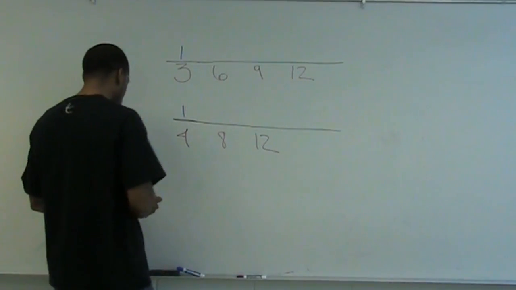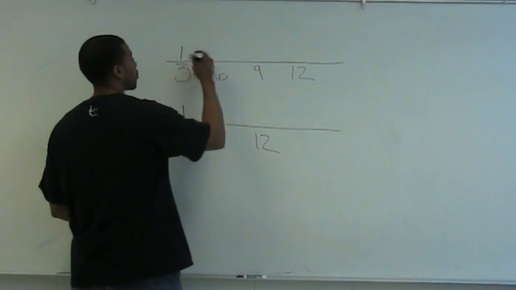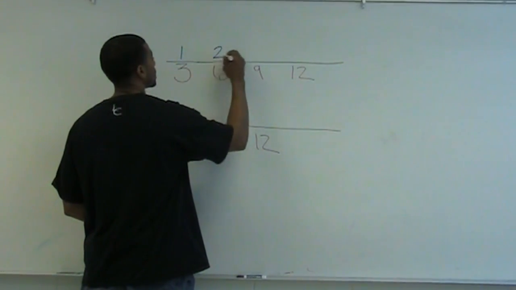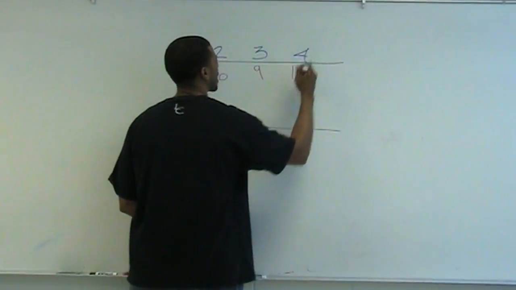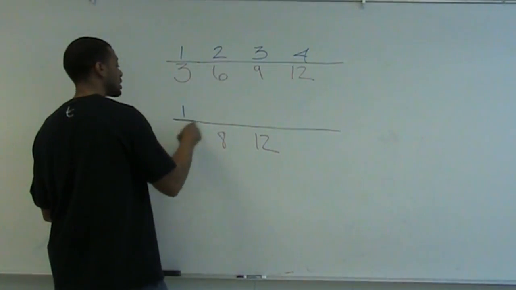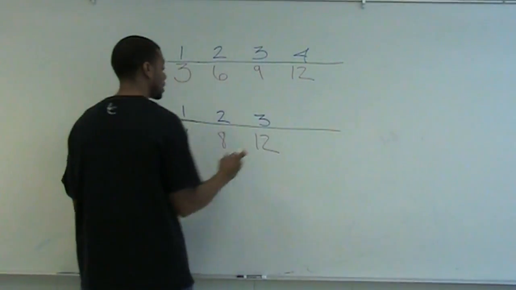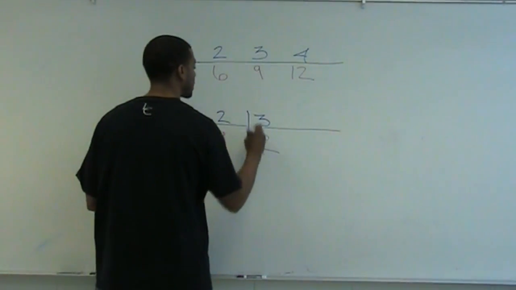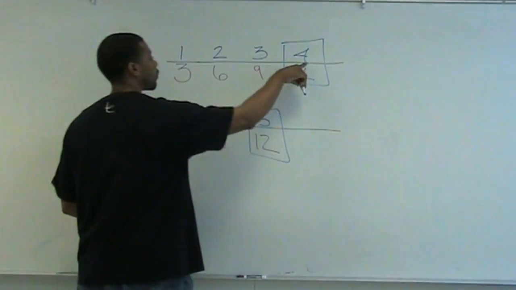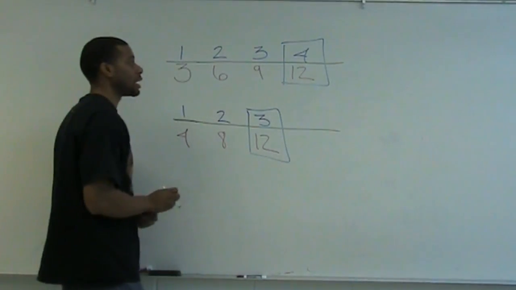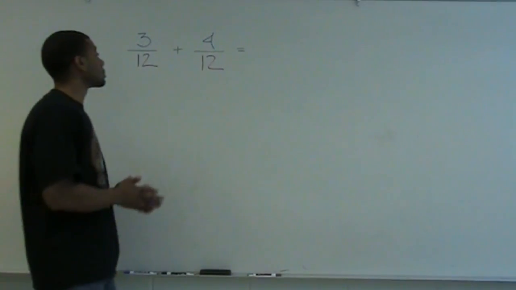But now I have to do the multiples of the numerator to create a new fraction. So 1 times 1 is 1. 1 times 2 is 2. 1 times 3 is 3. 1 times 4 is 4. I have to do the same thing for this fraction. 2, 3. So now I have my two new fractions, being 4/12 and 3/12. And now I can add or subtract them because the denominators are the same.